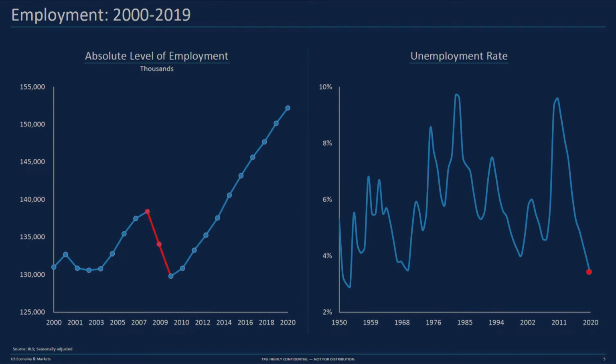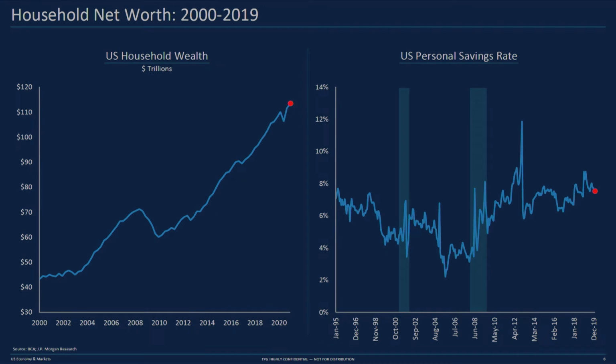Jobs have followed, of course. After losing 9 million jobs in the great financial crisis, we have since added 21 million jobs, and at 3.5%, we have the lowest unemployment rate in the last 50 years. For US households, net worth has skyrocketed to over 100 trillion. And even after 10 years, the savings rate remains very strong, providing further room for additional spending or investments by households.